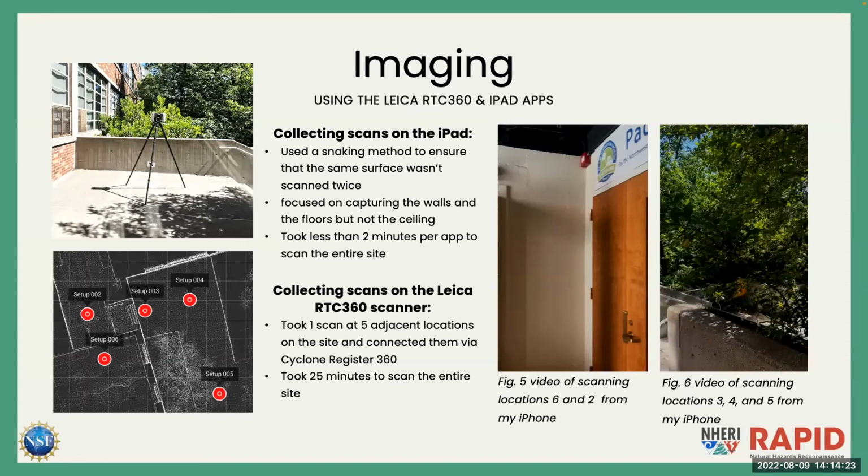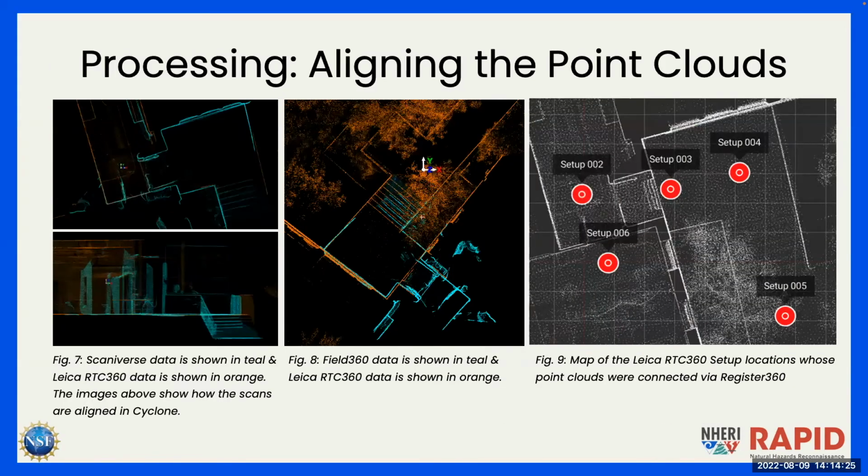Okay. So processing the point clouds, like I just mentioned, this is the process by which I aligned them. So I took each of the setups and I arranged them in the point clouds. Some of these are from iPad data, the orange is from the Leica RTC 360 data, and I will get into that in the next slide. But this is kind of cool. This is what it looks like in Register 360.